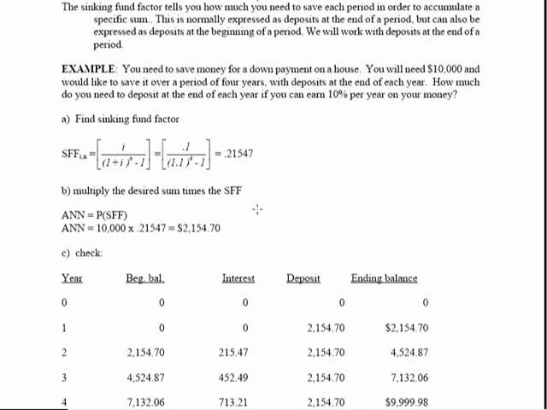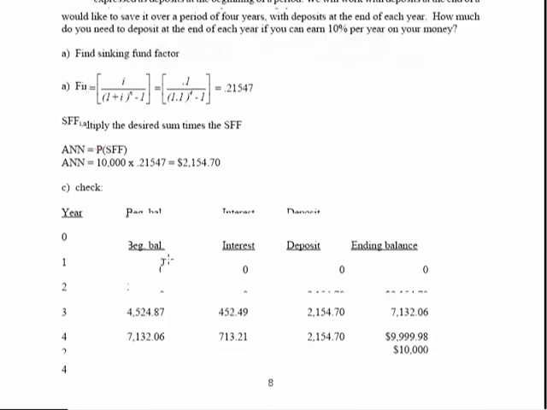So if we multiply the sinking fund factor times the future amount, the amount we're trying to save or accumulate, in this equation, I'm not sure what P means, but it doesn't mean present value. I think it refers to the $10,000 down payment, but be careful with that. But we're taking the amount we want to accumulate, the future value of a lump sum, times the sinking fund factor, and that will give us the annuity, the amount of money we have to save at the end of each period to acquire exactly $10,000.